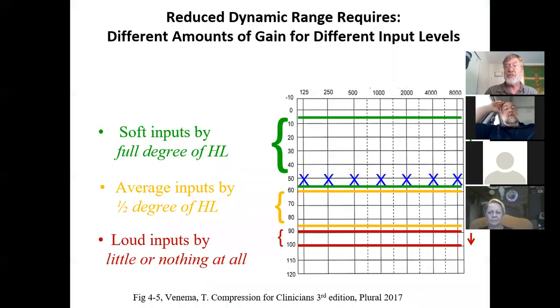They'll have a target suggesting more than half gain for soft inputs, and they'll have a third target suggesting less than half gain for loud inputs. But the targets for average inputs will be largely about half gain. So that's the end of that particular story.